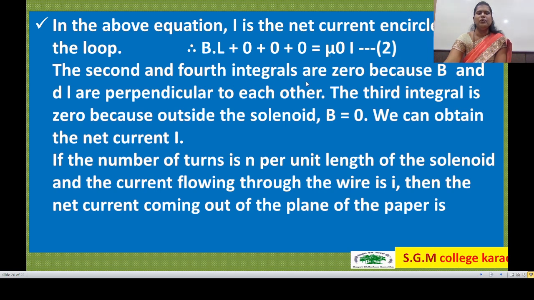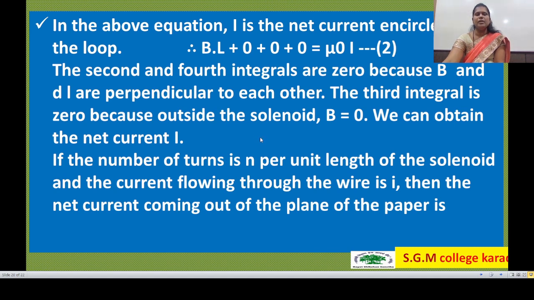The second and fourth integrals are 0 because B and dL are perpendicular to each other. And the third integral is 0 because it lies outside the solenoid, where B is equal to 0.